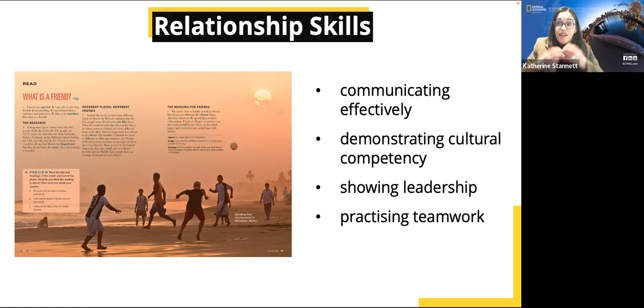It means understanding body language, it means looking at people, all of those things. And you will be teaching that in your classroom. So you will already be doing a lot of work towards developing your students' social and emotional skills. So communicating effectively, demonstrating cultural competency.